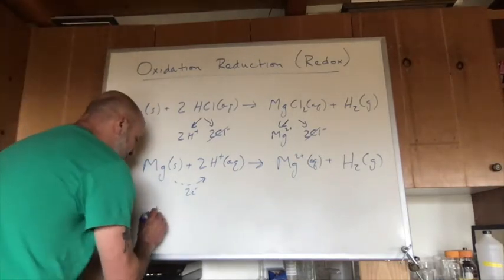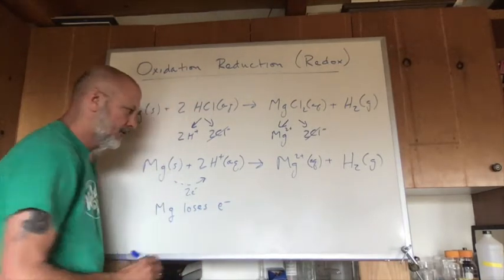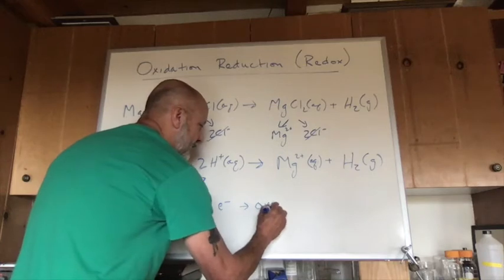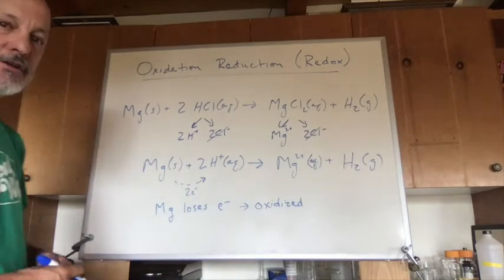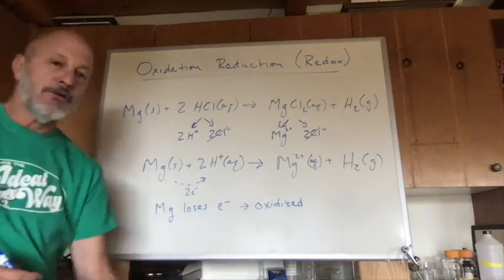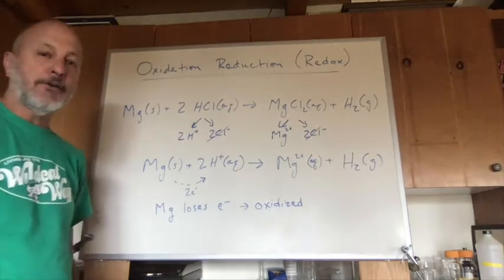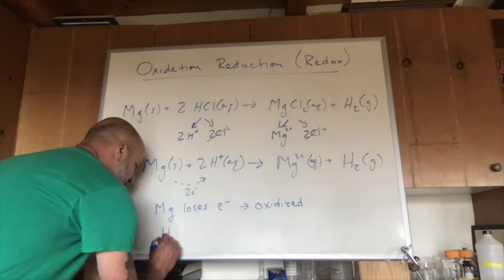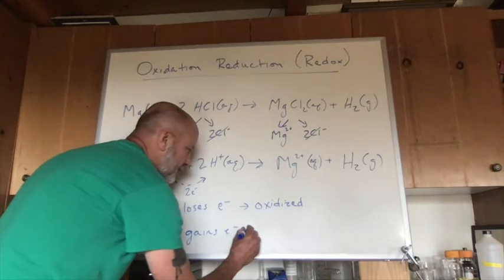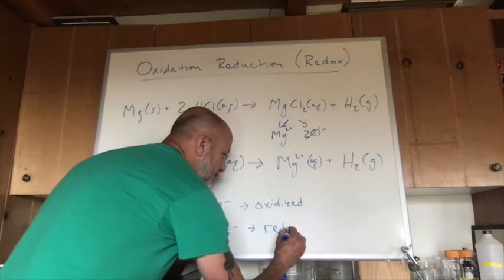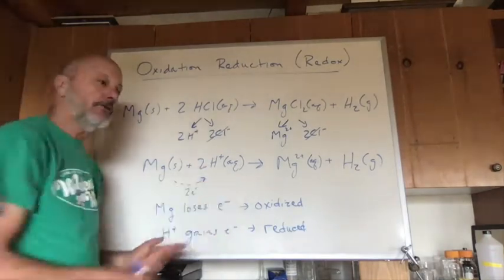So the transfer of electrons is an oxidation reduction reaction. We say that magnesium loses electrons, and we call that oxidized. That's just the name that was given. A lot of these reactions involve oxygen, so we say it was oxidized. If it loses electrons, we call it oxidized. It went from a neutral state to a positive ion. H+ gains electrons, and that's called reduced. Remember that, it's something you have to know. Okay, that's oxidation, losing electrons.